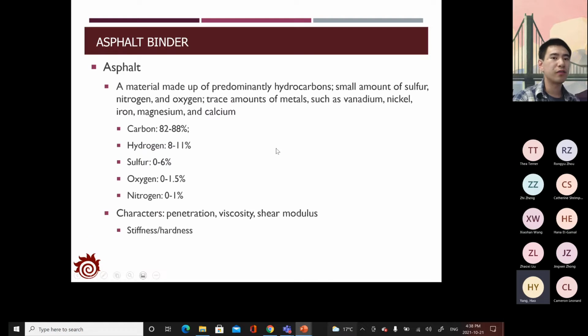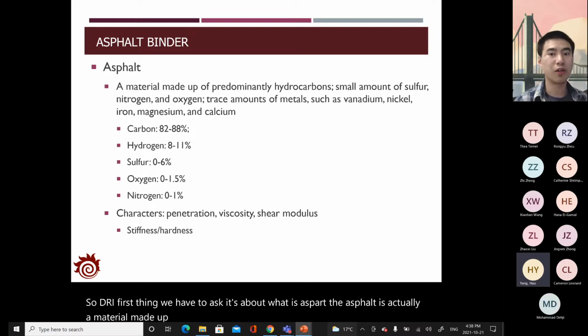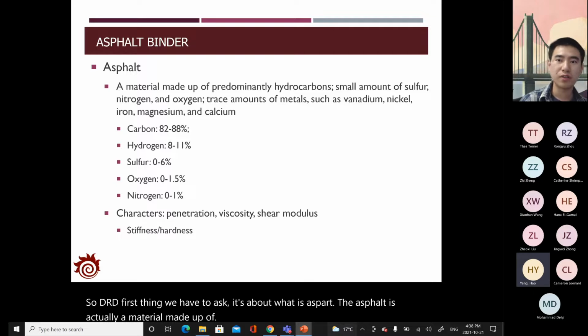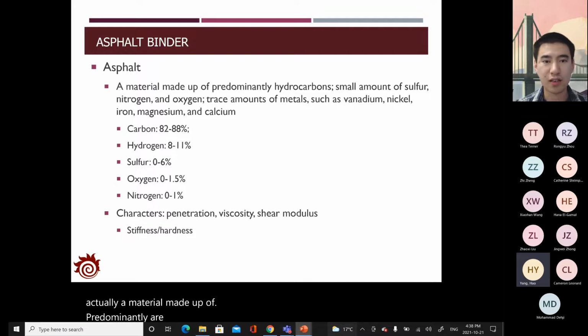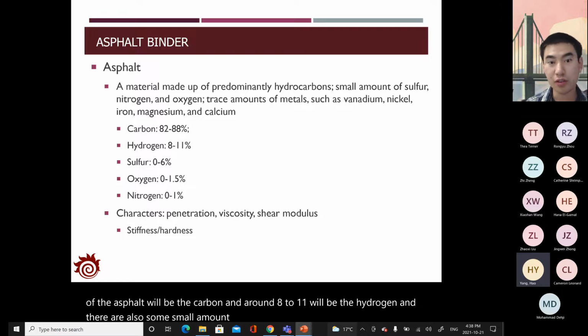So the first thing we have to ask is what is asphalt. The asphalt is actually a material made up of predominantly hydrocarbons. You can find out that almost 82 to 88% of the asphalt will be carbon, and around 8 to 11% will be hydrogen. And there are also some small amounts of sulfurs, nitrogens, and oxygens. The percentage is very low, they are all less than 10%.